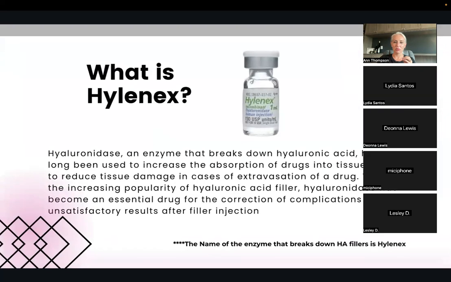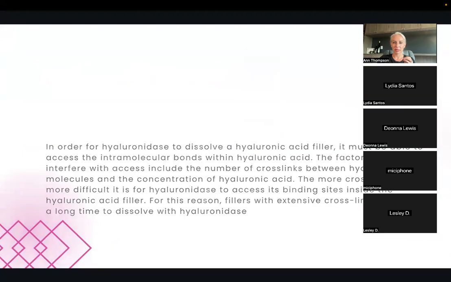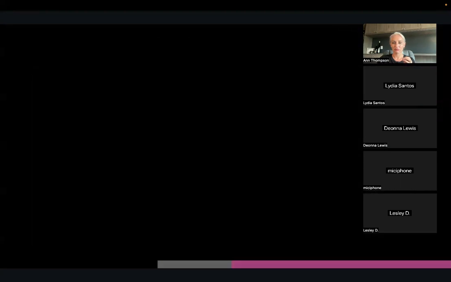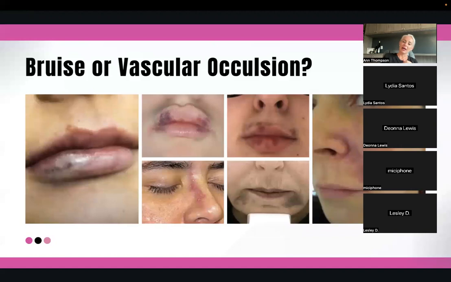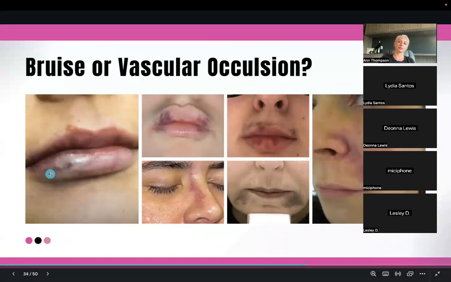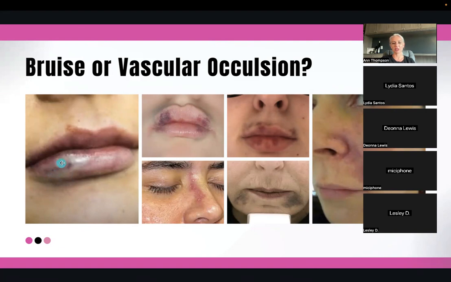So we're going to go to the next slide, and we're going to talk about which one is a VO. Let me find it fast. Go back. Here we go. Bruise or vascular occlusion? So what is this picture down here? Is that a bruise or vascular occlusion? The very first one, the bottom left. You can unmute yourself and let me know what it is, or you can say it in the chat.